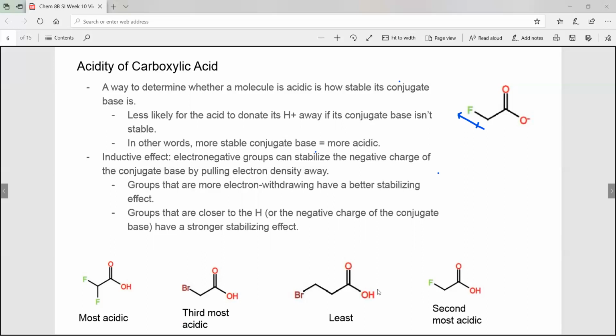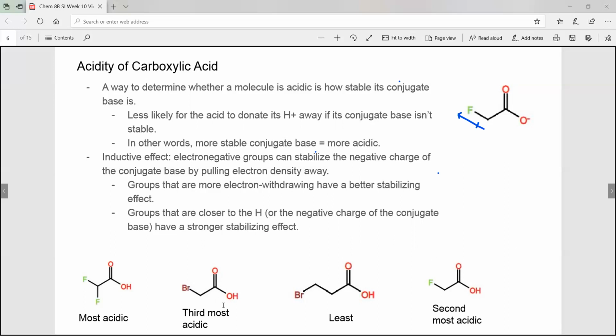Okay, so the most acidic molecule is the one on the left, as it has two fluorine atoms pulling electron density away. Then the second most acidic molecule is the one on the right, as it has one fluorine atom. This molecule is more acidic than the third most acidic molecule because fluorine is more electronegative than bromine, which makes this inductive effect stronger.